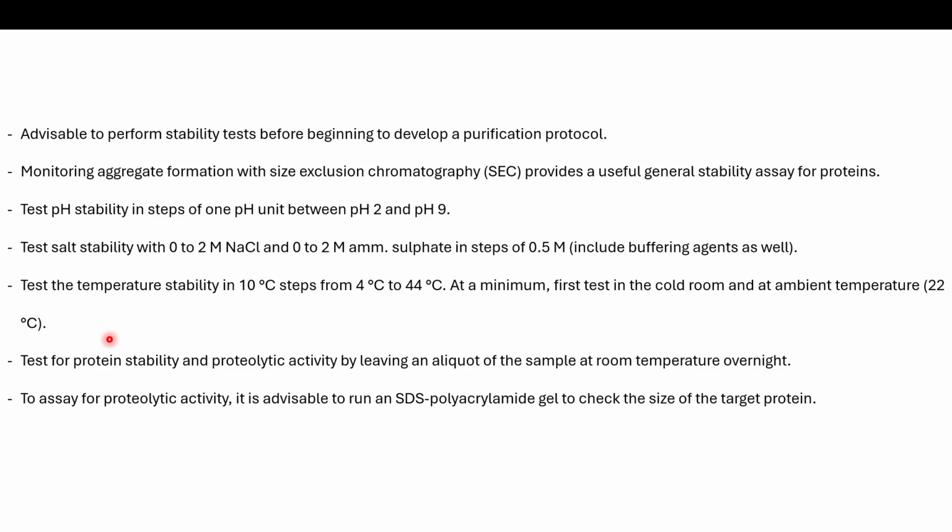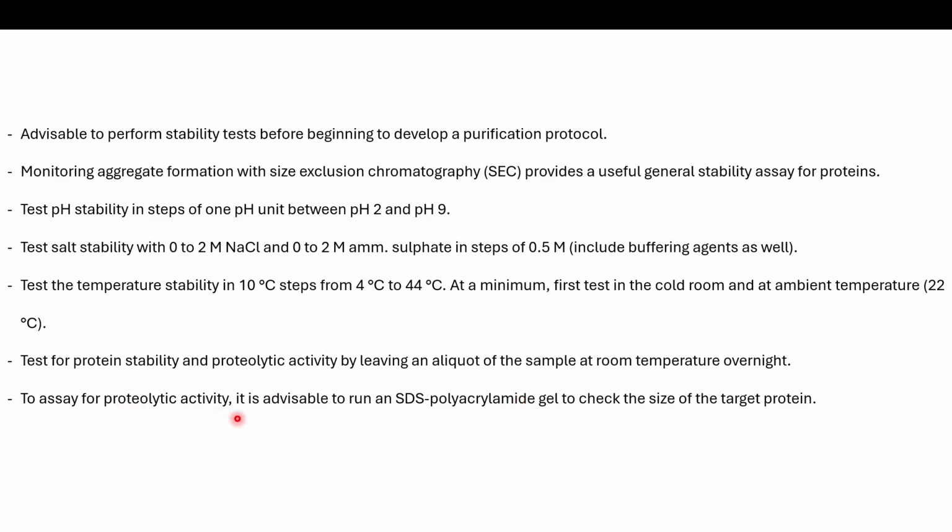Definitely the protein stability should be checked. Test for protein stability and proteolytic activity. What people can do is leave an aliquot of the sample at room temperature overnight and then run it on an SDS-PAGE gel to see if your protein has degraded or not. But before that, you should know where your undegraded, active form of the protein runs on SDS-PAGE. What is the gel profile of your active, functional protein? Only then can you really compare the stability of your protein, right?